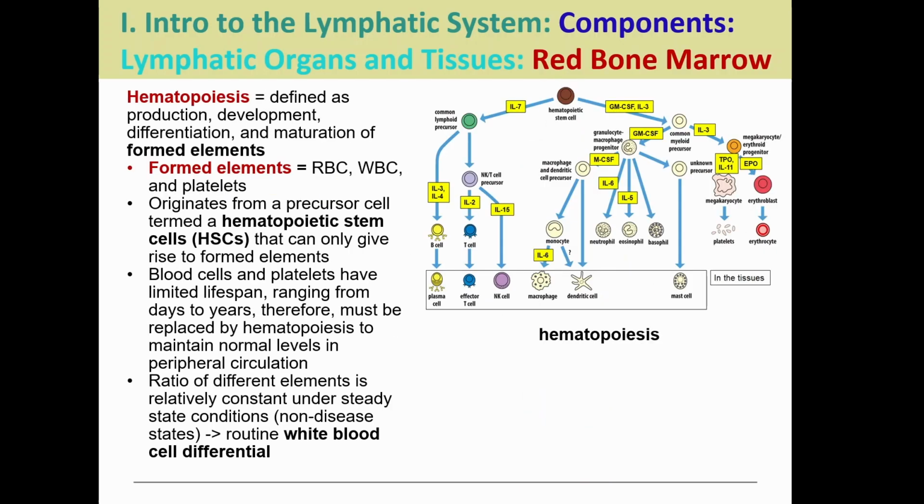And so let's go ahead and talk about hematopoiesis a little bit more. Again, this is just the process of making, developing, differentiating and maturing into the different formed elements, meaning red blood cells, white blood cells, and platelets. We start with one cell, called the hematopoietic stem cell. This can give rise to any of the blood cells we need. And then depending on the signals we receive, right, we will start to get a little bit more specialized.